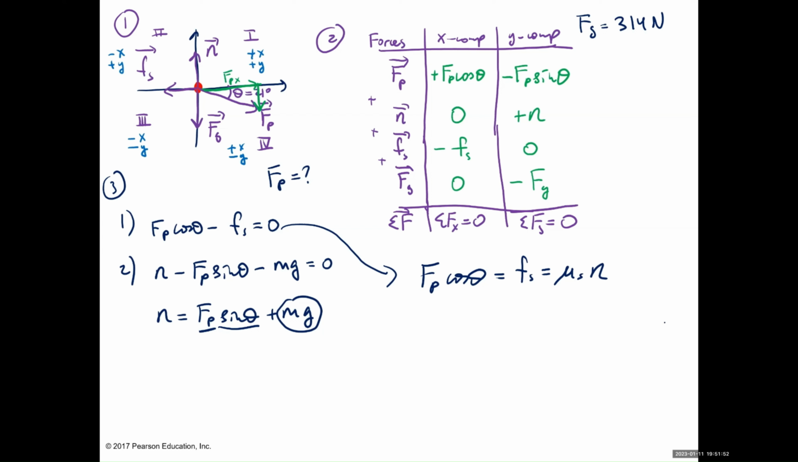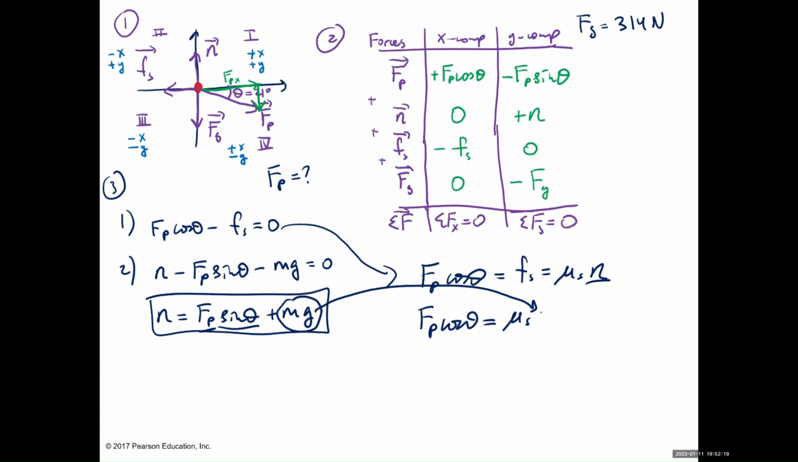But here's the thing. We have two equations, two unknowns, and we can combine them to solve for that, right? So we can actually find a way to solve for this particular unknown. Because if I continue this, Fp cosine theta equals mu s times N, and I can take this N and plug in what N is equal to, which is Fp sine of theta plus mg.